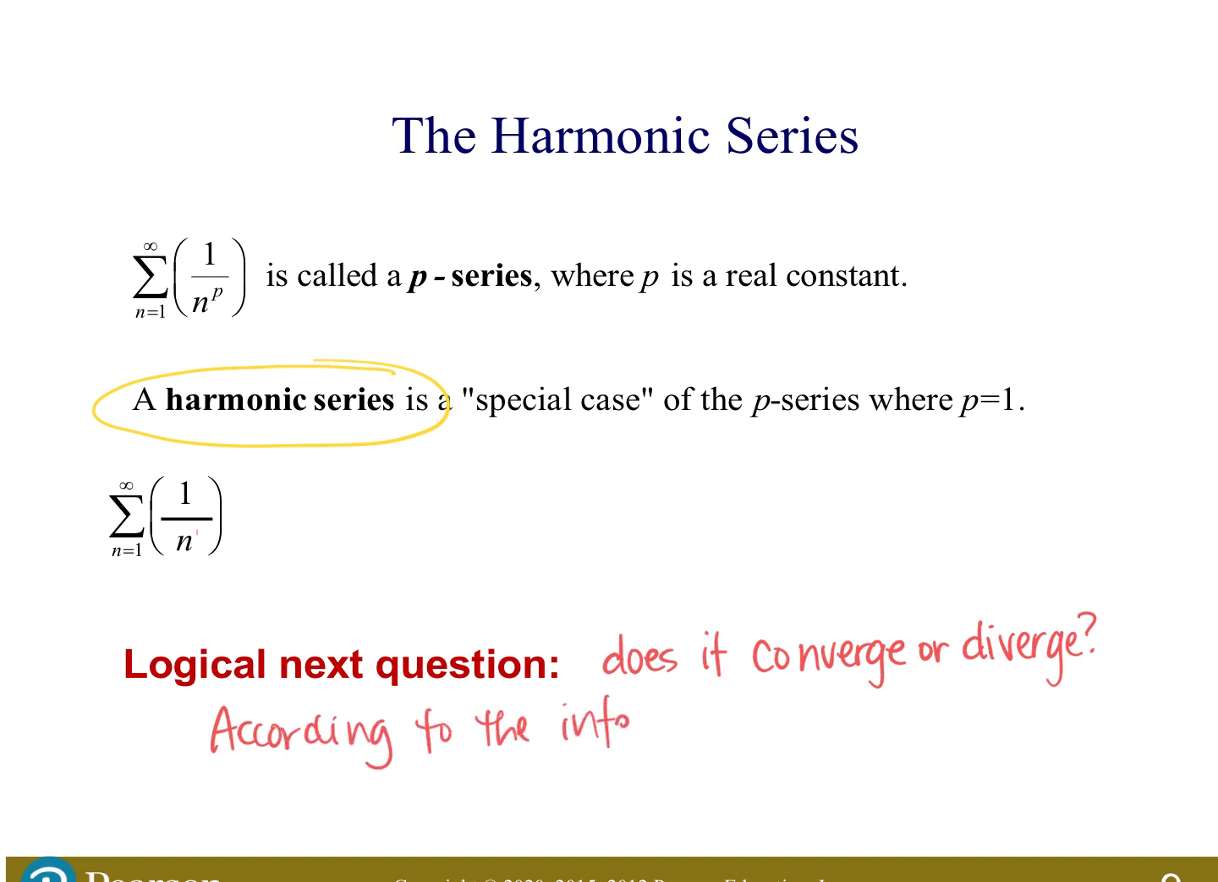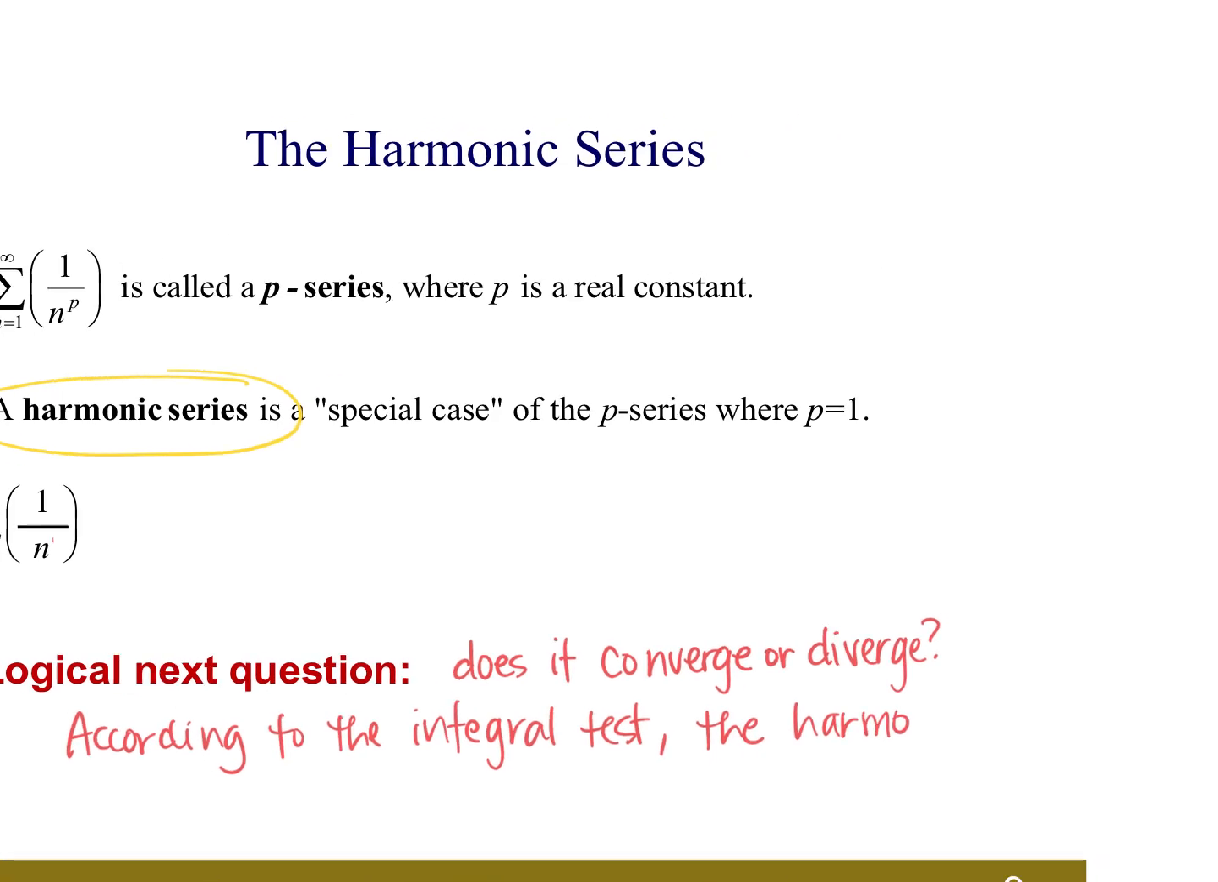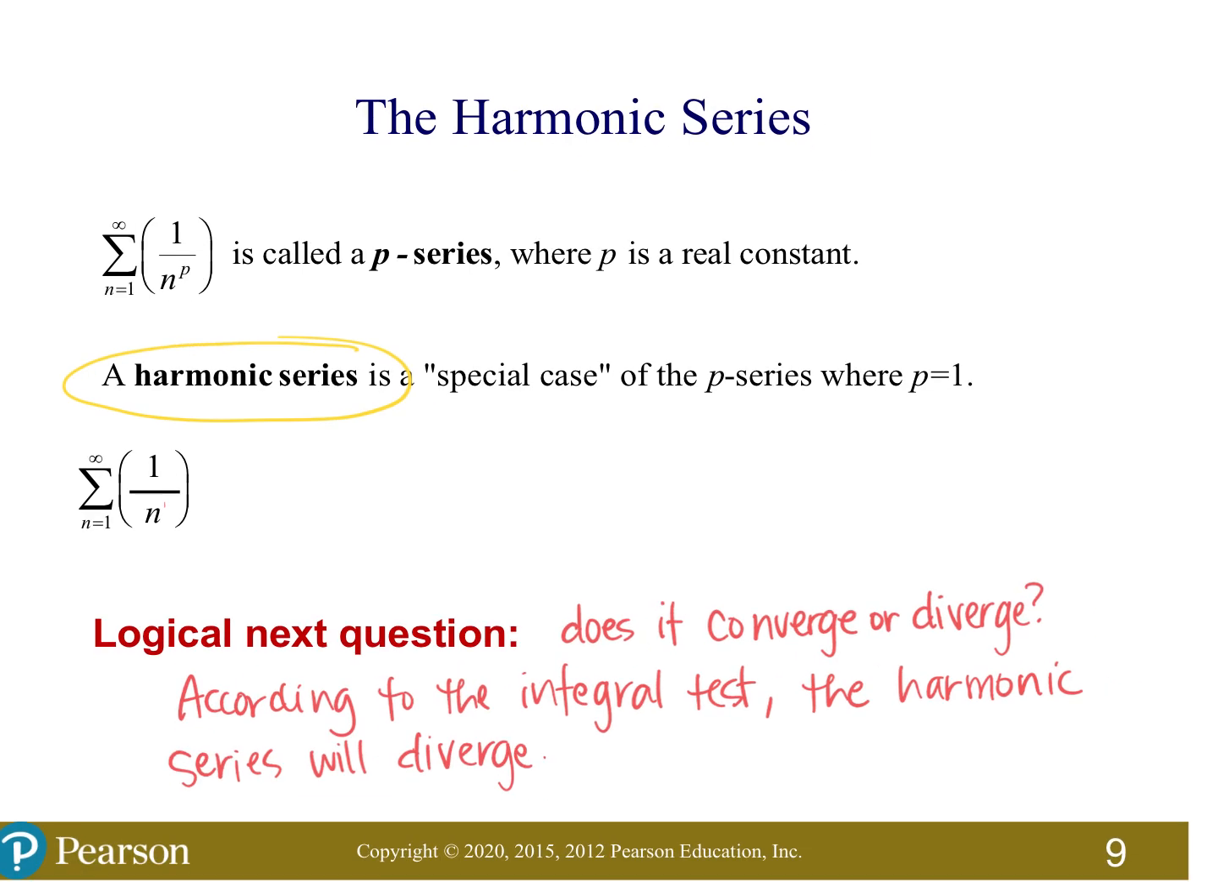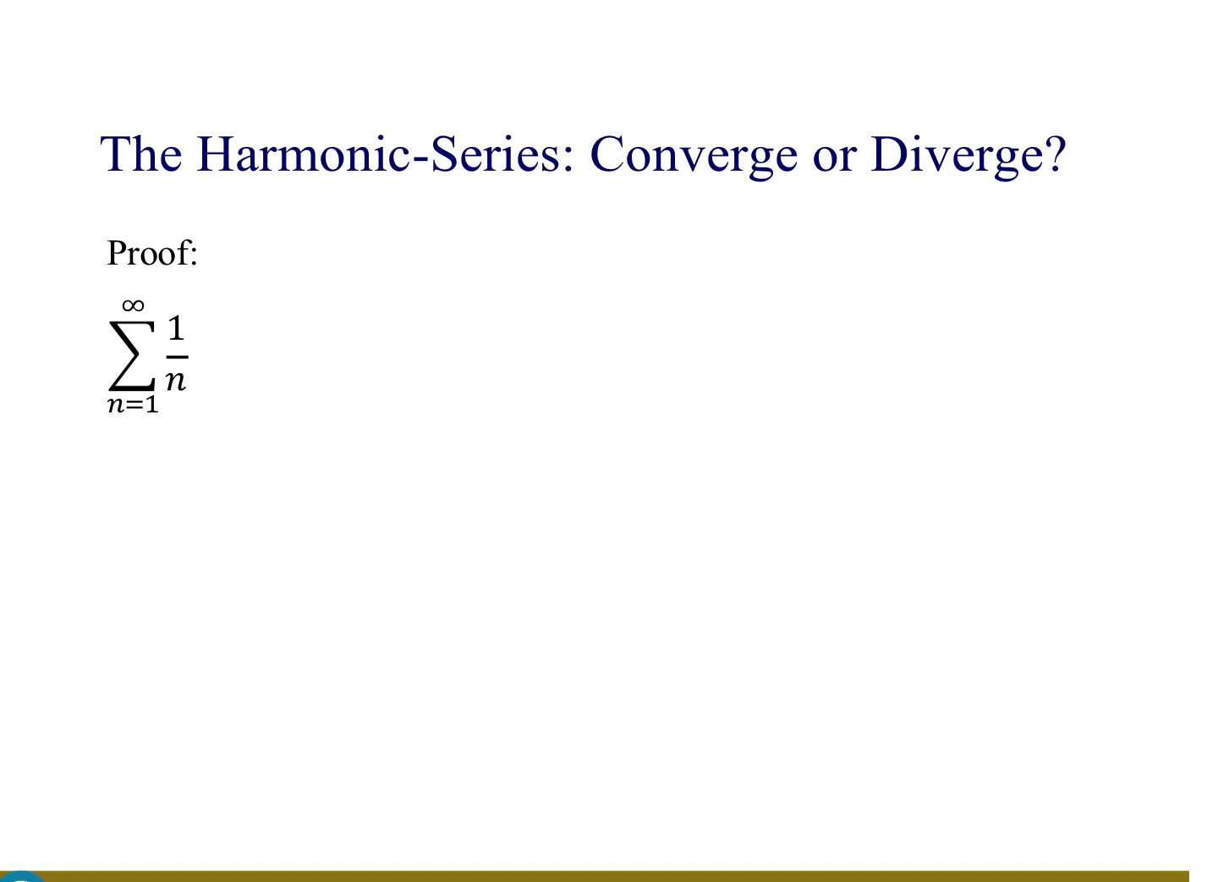All right, so according to the integral test, the harmonic series, the special condition, will diverge. And again, now, every time you see the harmonic series, you can say, oh, it's a harmonic series, it diverges. You can just claim it as long as it meets the conditions of the integral test. But I saw a cool proof. You don't have to know this. I just think it's really interesting, and I want to show you.